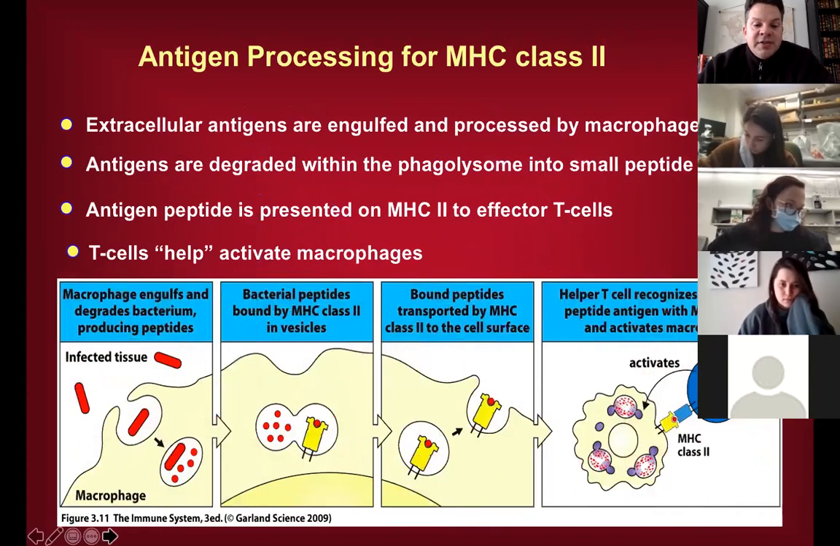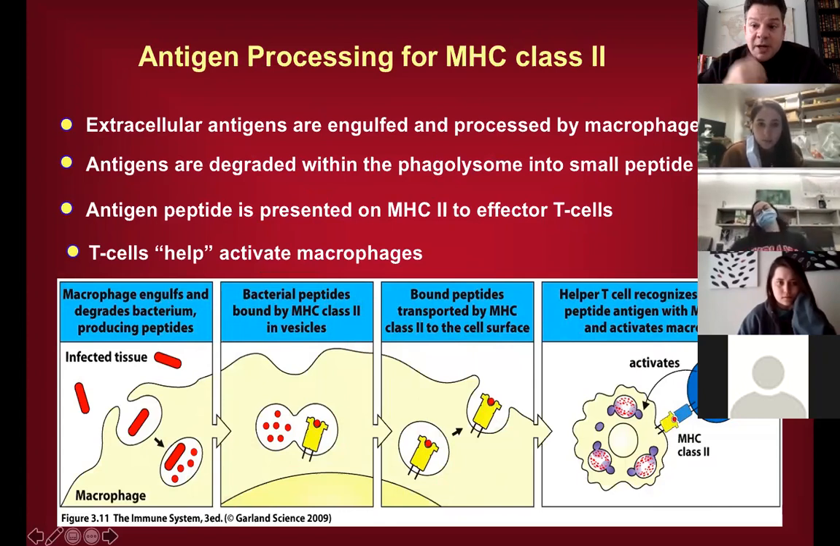Okay, so this is processing from... I hate Zoom.